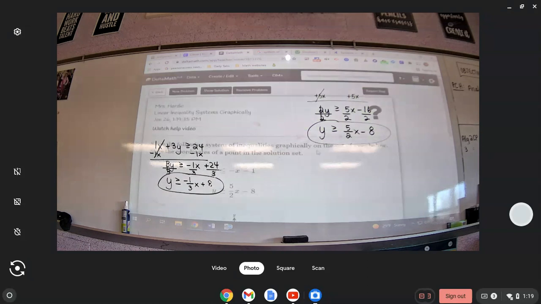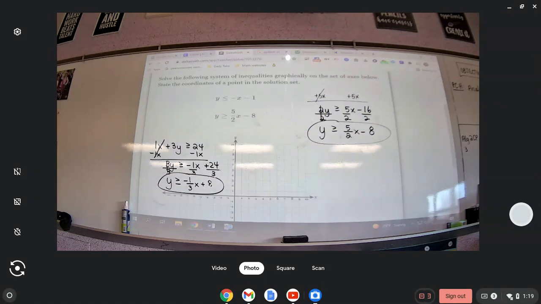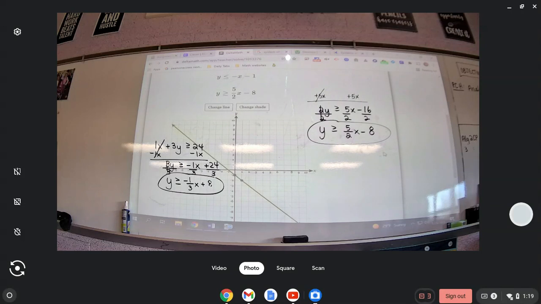All right, enough of you, knuckleheads. All right, we got -1, my y-intercept, go down 1. Slope is -1, down 1, right 1. Solid or dash line, stay with me. Solid. Are we shading above or below if y has to be less than? Perfect. All right, y is greater than or equal to 5 halves x minus 8.